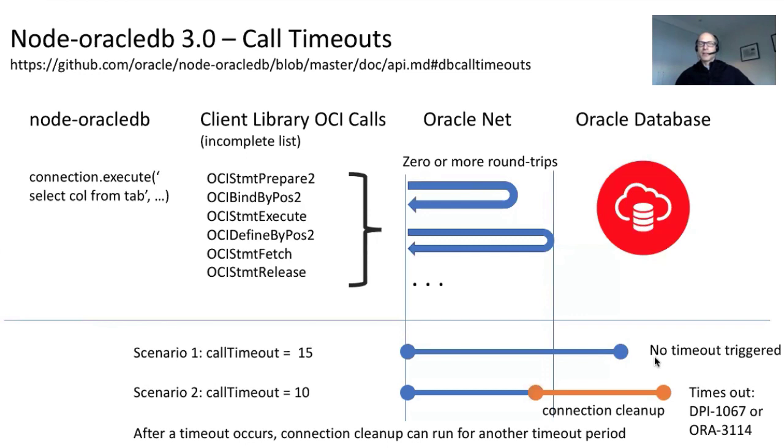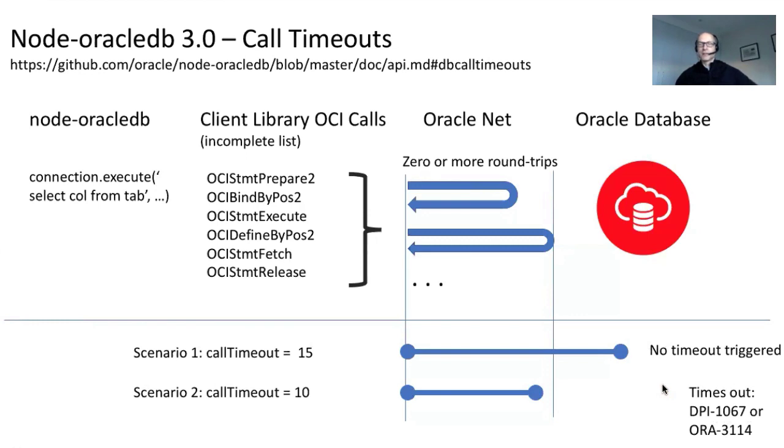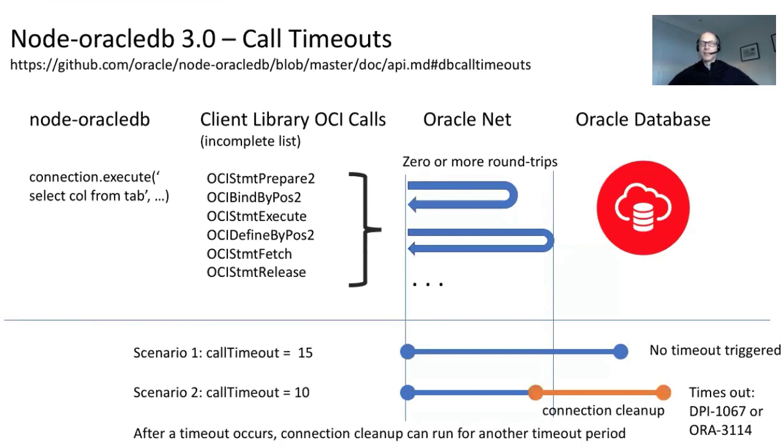And the connection cleanup is allowed to run for another amount of the period. In this case, it'll be 10 milliseconds. And if it's successful, you'll get a DPI 1067. And being successful means that that connection is still usable. You can go on and do other operations. But if the cleanup hasn't completed in that call timeout period, then you're going to get this error 3114 back, and experienced people know that that means the connection is not usable anymore, and you have to release the connection and do another get session, get connection from the session pool.